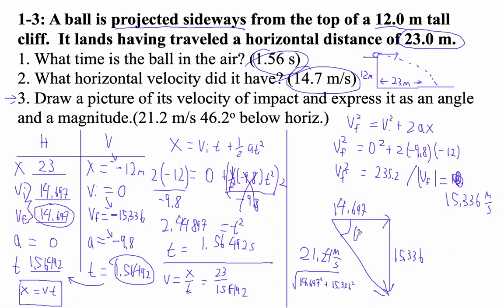And then to find that angle is going to be tan minus 1 of opposite over adjacent, right? So tan minus 1 of 15.336. Notice that that side is opposite the angle, right? Over 14.697. Okay. Second tan of 15.336 divided by 14.697. This will be a number bigger than 45, right? 46.2 degrees.